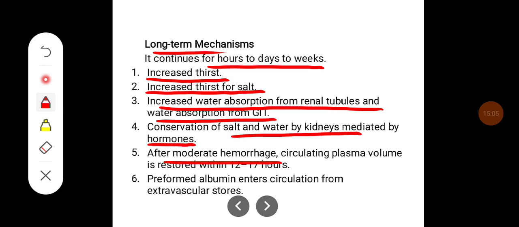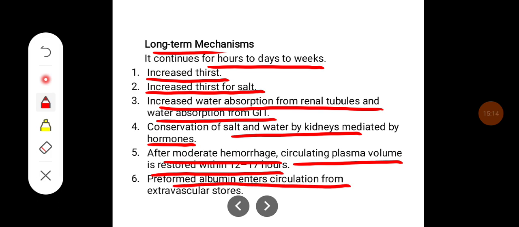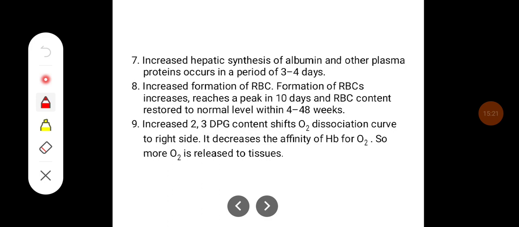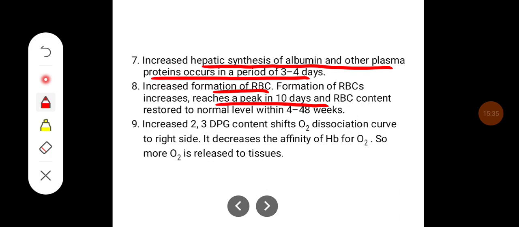After moderate hemorrhage, the circulating plasma volume is restored within 12 to 17 hours. Preformed albumin enters the circulation from the extravascular store to increase the extracellular fluid volume. Increased hepatic synthesis of albumin and other plasma proteins occurs over 3 to 4 days. Formation of RBCs increases, reaches a peak in 10 days, and RBC content is restored to normal level by 4 to 8 weeks.